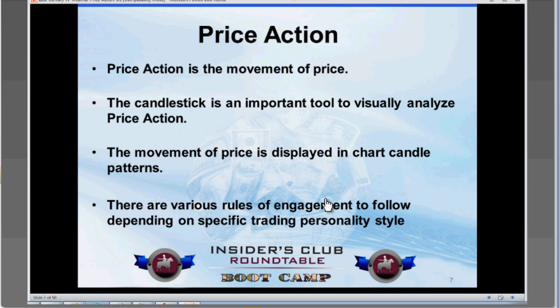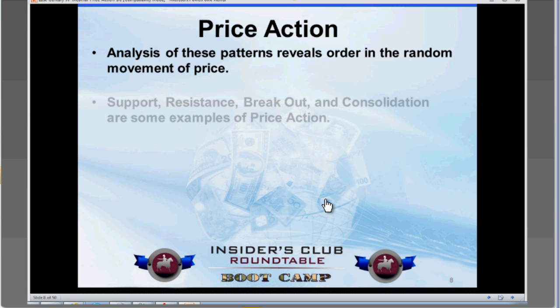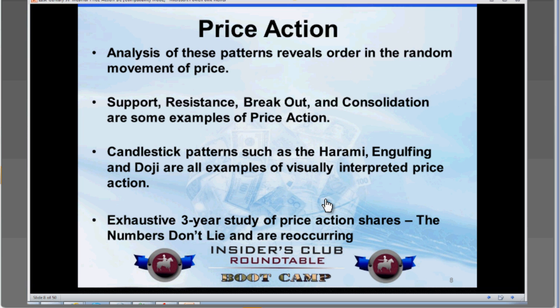As we go to the next slide, you can put the whole slide up, Brian. And where I'm very unique is that I have been able to develop techniques that will allow you to prosper no matter what trading style that you use. So when you have this analysis of these patterns, it reveals random movement of price. You start to see what is happening.